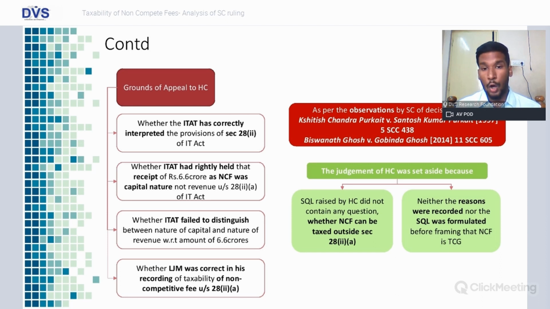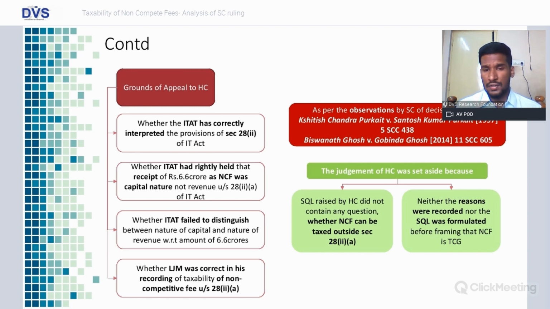Nowhere was it specified whether non-compete fee could be taxed outside 28(2)(a), because the question raised before the High Court was only the differentiation between a revenue receipt and a capital receipt. Nowhere was it stated whether a non-compete fee could be taxed outside the purview of 28(2)(a). In such cases, if the court pronounces a judgment which is outside the substantial question of law that was actually raised, it lacks legal validity. That was the stance taken by the Supreme Court.